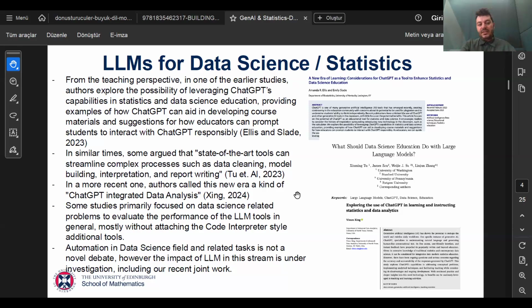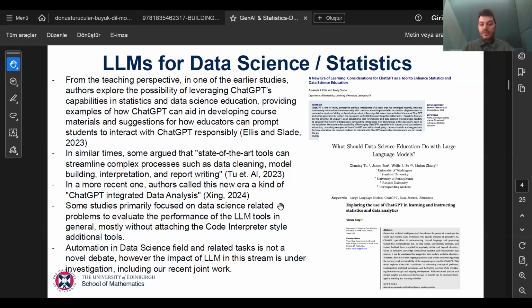Specifically, the ChatGPT integrated data analysis concept introduced by this author here, because as long as we can get help from these tools, our communication with the machines is actually changing at the moment. So rather than writing code, we can use natural language to get some results from these tools. This is happening at the moment.